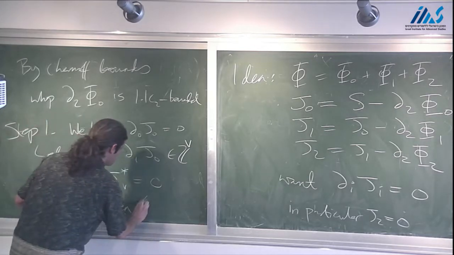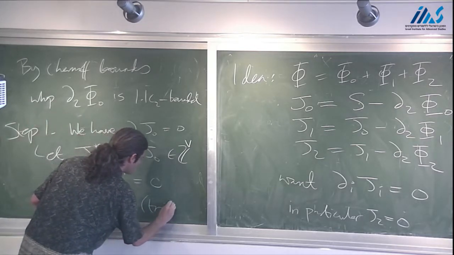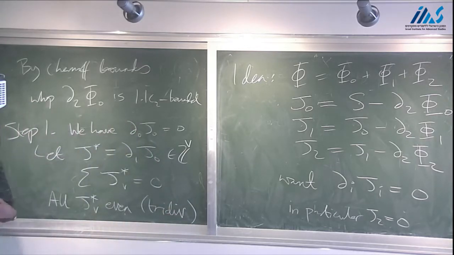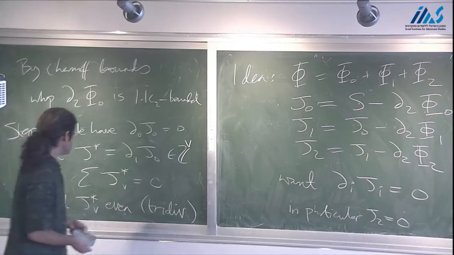So, by tridivisibility, all of the vectors which I'm working with are going to satisfy the divisibility conditions. The sum of the entries is divisible by 3, and the sum at every vertex is even, because I'm always adding triangles, which satisfy these conditions.